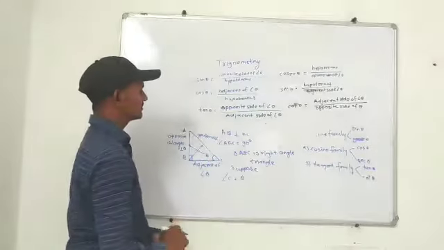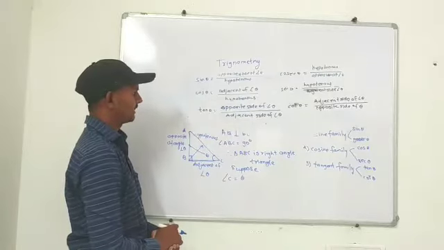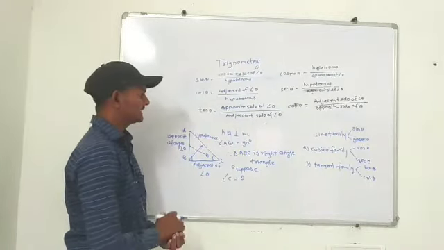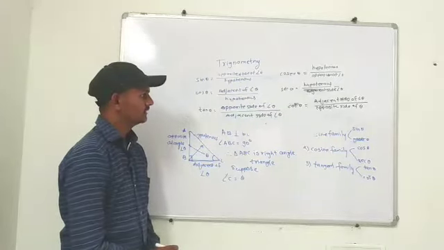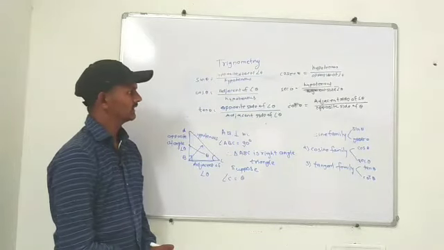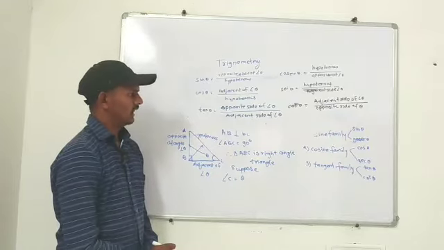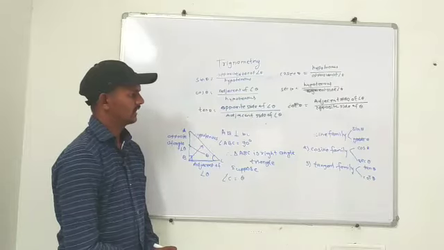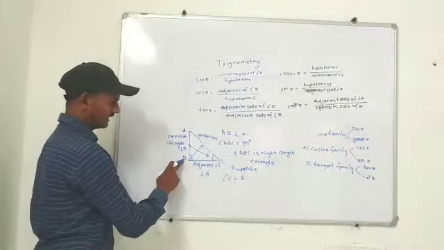These are the basic ratios of trigonometry. Sin theta is the opposite side of angle theta upon hypotenuse. Cos theta is equal to the adjacent side of angle theta upon hypotenuse. Tan theta is equal to the opposite side of angle theta upon the adjacent side of angle theta. Then cosec theta is equal to hypotenuse upon the opposite side of angle theta. Sec theta is equal to hypotenuse upon the adjacent side of angle theta. And the remaining one, cot theta, is equal to the adjacent side of angle theta upon the opposite side of angle theta. We can apply these ratios on this triangle.